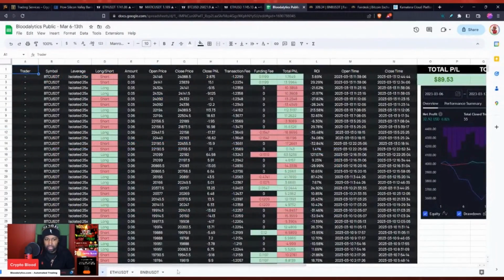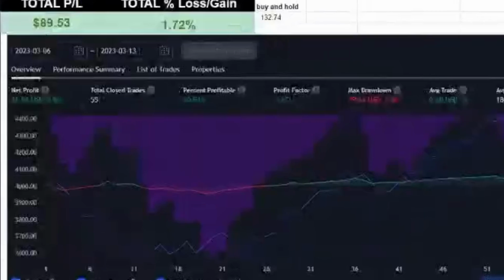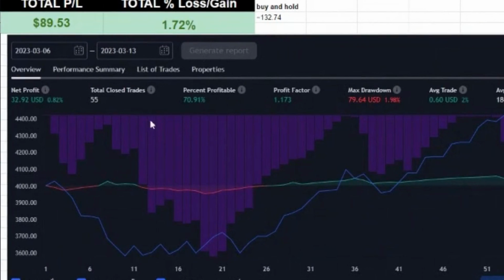But I have a screenshot or a capture of each of these pairs. As you guys can see here, if I scroll over, you'll see I've captured what the performance should have been based on TradingView versus what the performance actually was. So we're going to go through all that here in a second.